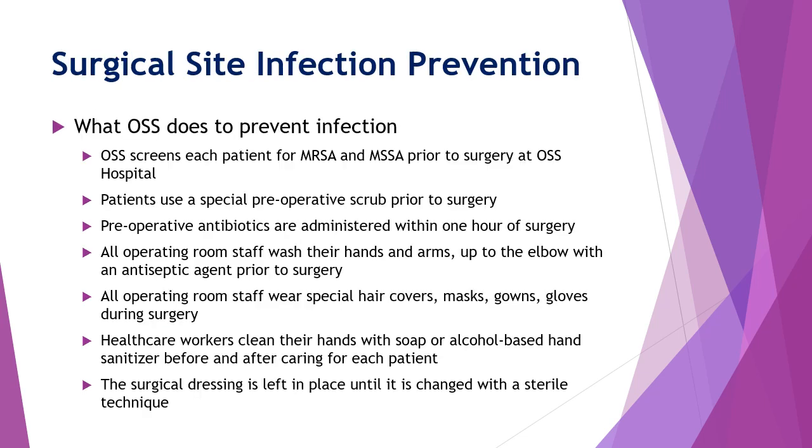Surgical site infection prevention. What OSS does to prevent infection. OSS screens each patient for MRSA and MSSA prior to surgery at OSS Hospital. Patients use a special preoperative scrub prior to surgery. Preoperative antibiotics are administered within 1 hour of surgery. All operating room staff wash their hands and arms up to the elbow with an antiseptic agent prior to surgery. All operating room staff wear special hair covers, masks, gowns, gloves during surgery. Healthcare workers clean their hands with soap or alcohol-based hand sanitizer before and after caring for each patient. The surgical dressing is left in place until it is changed with a sterile technique.